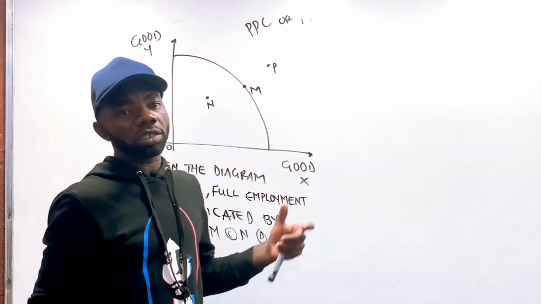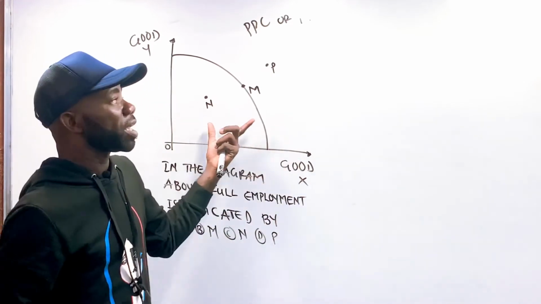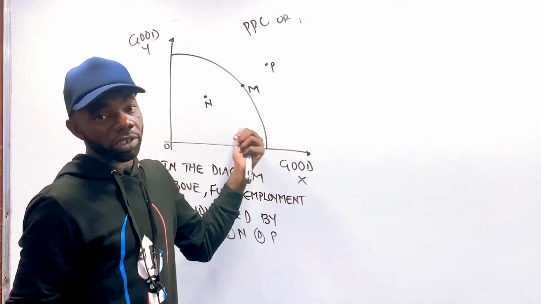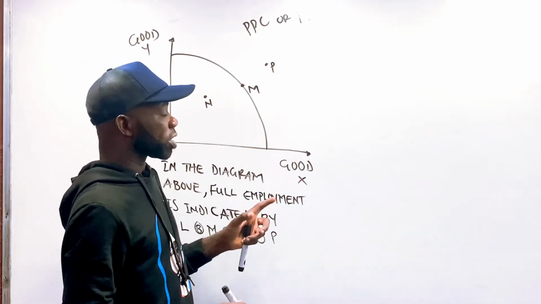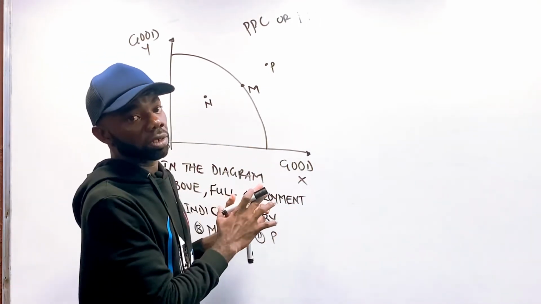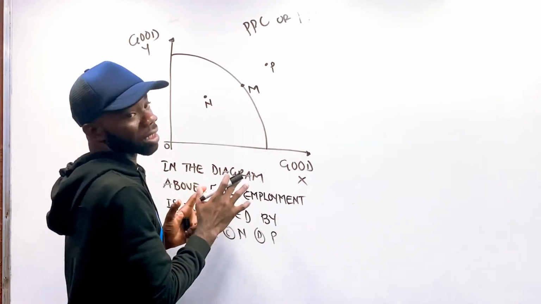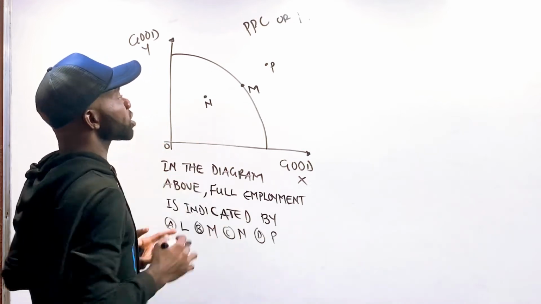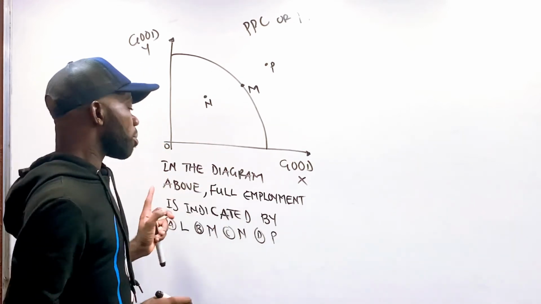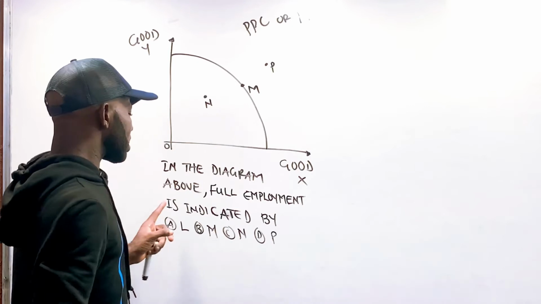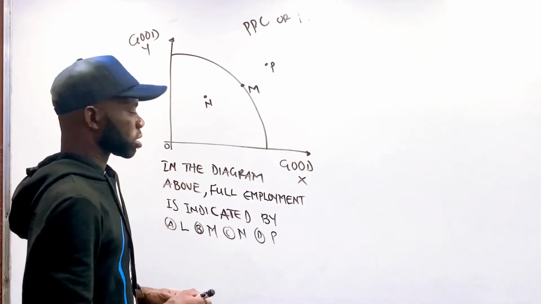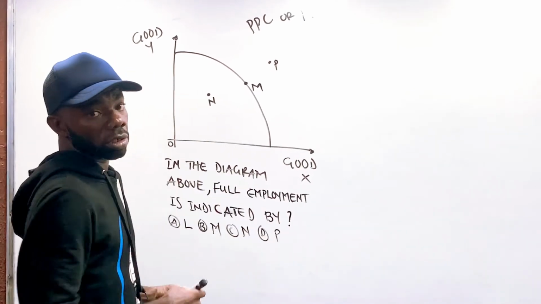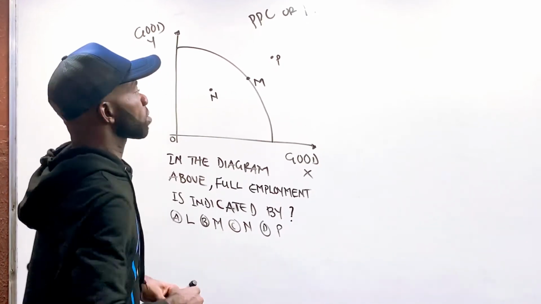So if you have not watched that video where we explained calculation and diagram, taking a question from production possibility curve also, you need to go and look for it because it's a different question. So we're coming to something else entirely now, but from the same topic. Now, this question says, in the diagram above, full employment is indicated by what? From all the alphabets you can see on the board, take note.